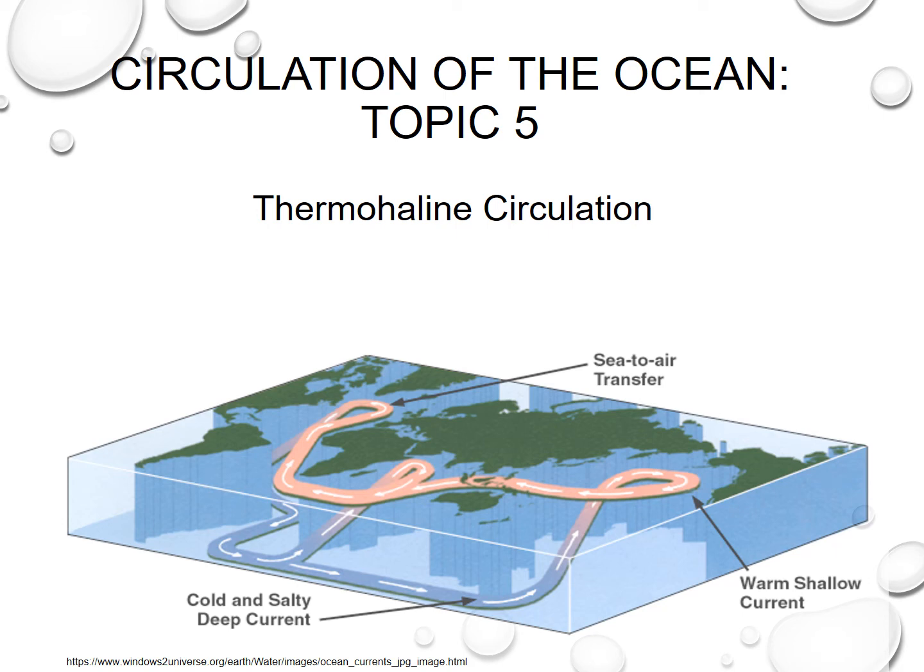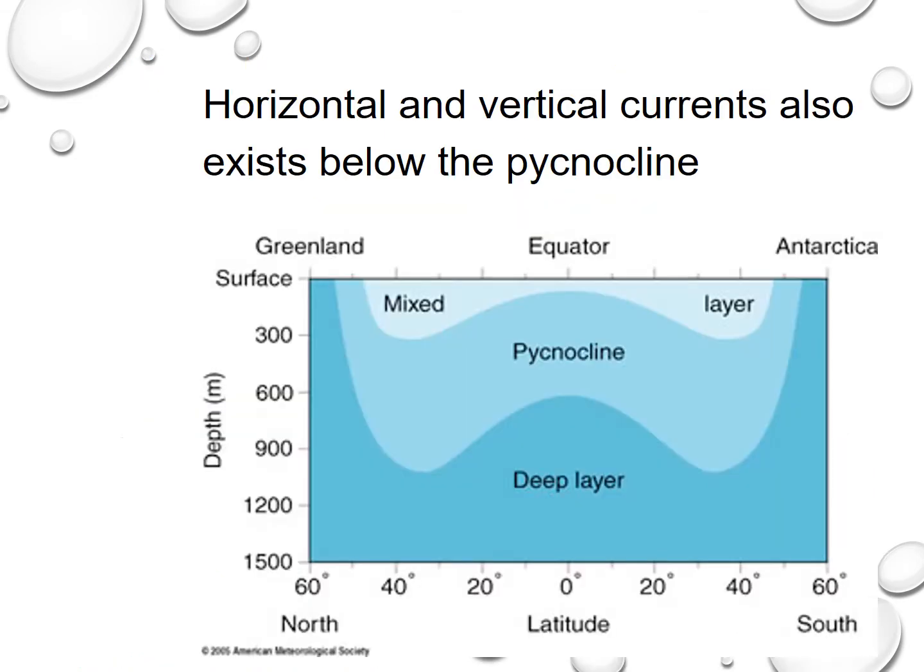Topic 5 of the ocean circulation, thermohaline circulation. So we have discussed the surface circulation up to this point, and the surface circulation only affects the uppermost layer of the world ocean, so about 10% of the volume, so everything above the picnic line. But most of the water is in the deep ocean. And there are horizontal and vertical currents that exist below the picnic line in the ocean's deep water.